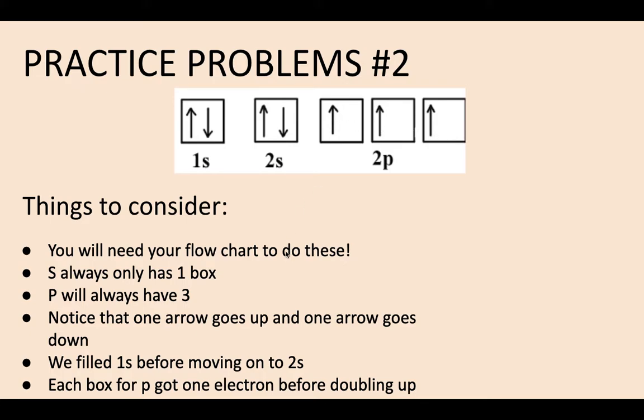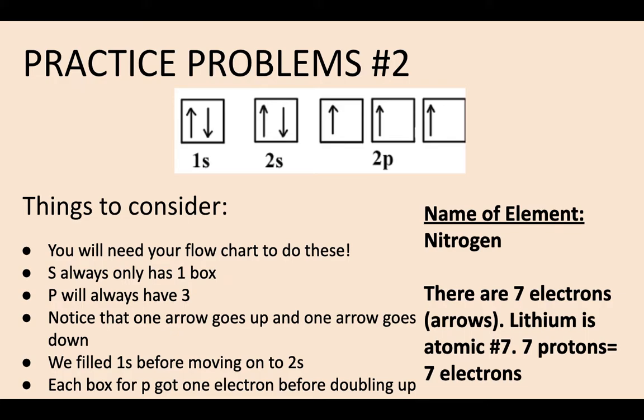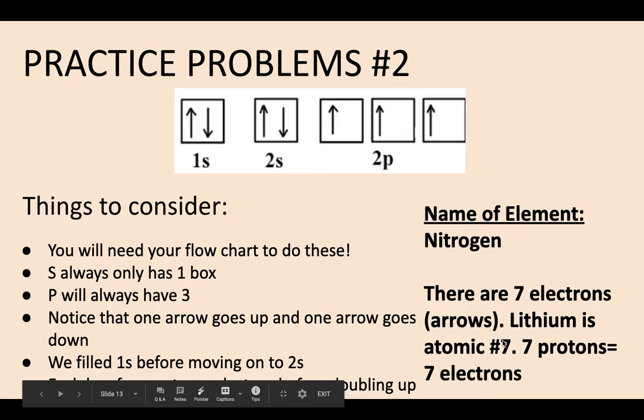Okay? So now we need to figure out the element. Let's count the number of electrons. 1, 2, 3, 4, 5, 6, 7. Take a minute, look at your periodic table. If there are 7 arrows, that means we have 7 electrons. 7 electrons means 7 protons. And 7 protons, the atomic number is 7, so our element is nitrogen. Did you say nitrogen? You're right. There are 7 electrons or 7 arrows, so nitrogen is atomic number 7.